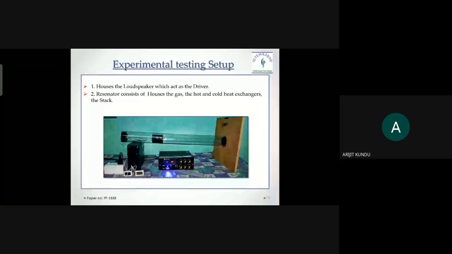So this is the total experimental setup that I have made. It has two parts: the housing of the loudspeaker, which acts as an acoustic driver, and the resonating tube, which houses the gas. Here I have used ambient air, and the hot and cold heat exchangers are in the stack. The two sides of the stack act as a hot heat exchanger, where the packet of gas rejects heat, and a cold heat exchanger, where the gas receives heat.